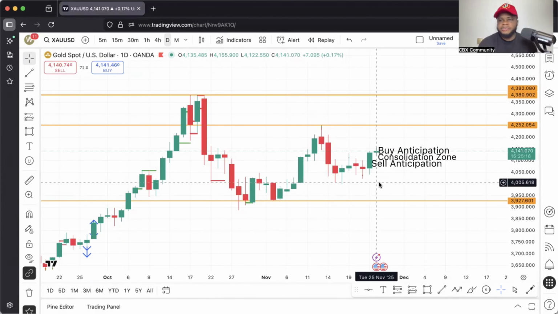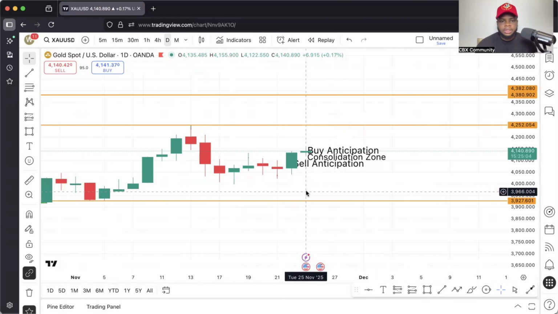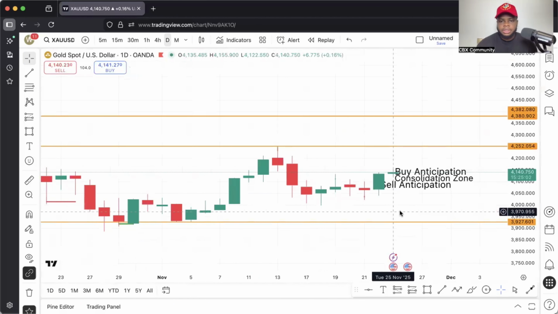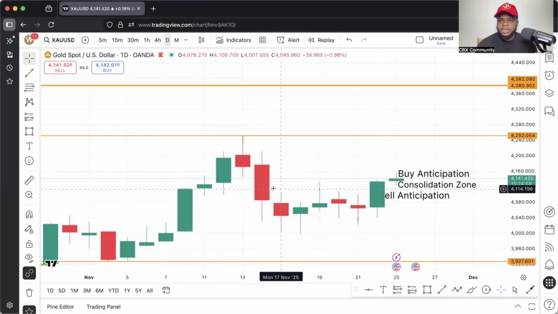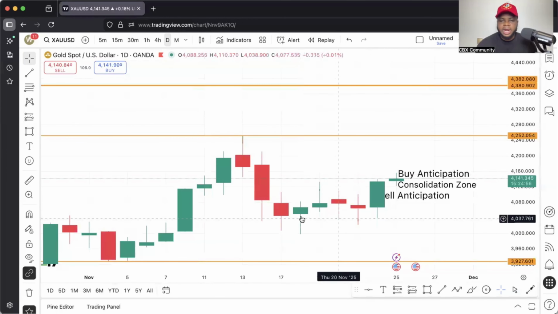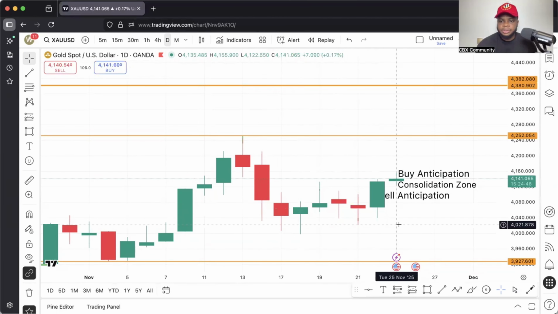But I love to know what the higher time frame is saying against the lower time frame, just for me to have an idea of what I'm anticipating the market to give to me. So we're in a consolidation zone. Looking at how the market condition is, it's very hard for us to trade this type of market condition because of how the bodies of the candles are just printing side by side.